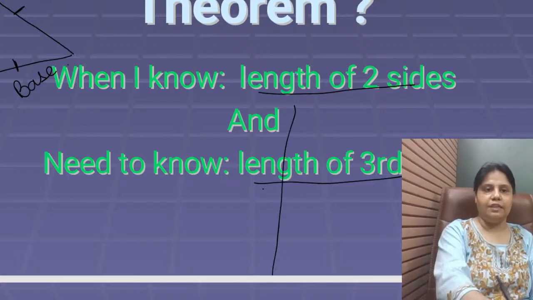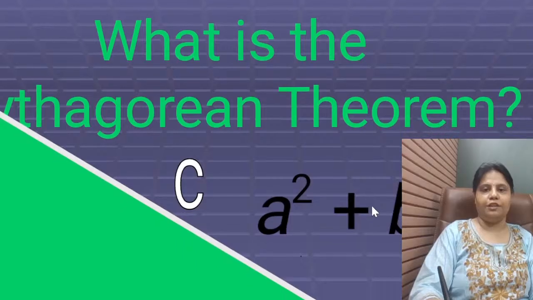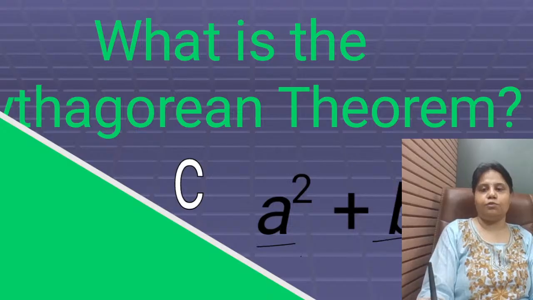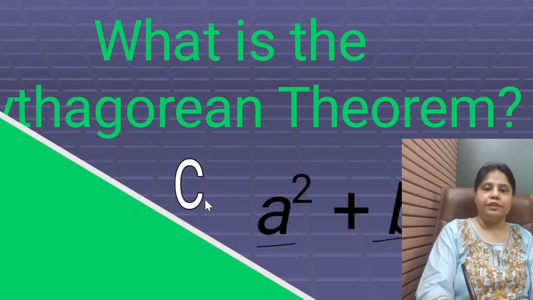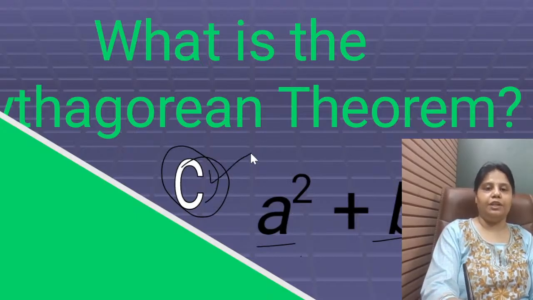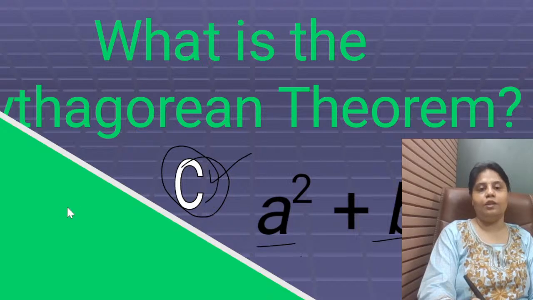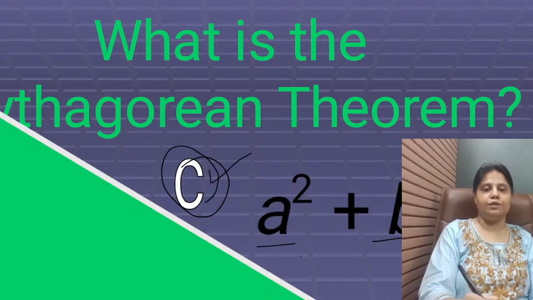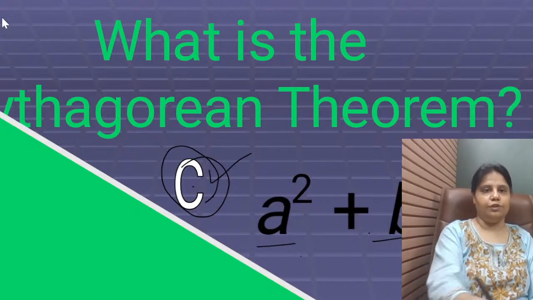Here you can see the Pythagorean theorem. What is the formula for the Pythagorean theorem? a square plus b square is equal to c square. This is the longest side. As per the formula, we also get that this is the hypotenuse and the longest side of all 3 sides. This is a, this is b, and this is c. So the sum of the squares of these 2 sides will be equal to the square of this side. Why? Because this is the longest side.